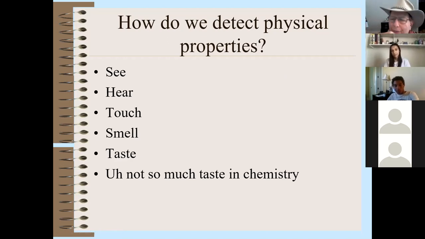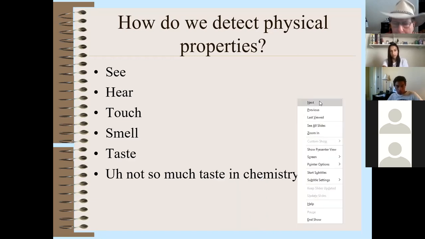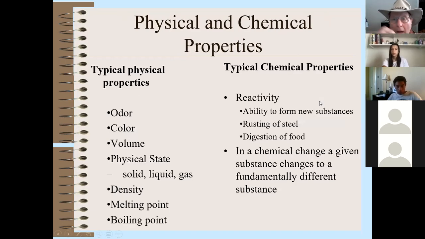You do use taste. Has anybody bitten into a lemon? If you've bitten into a lemon and I tell you acids taste sour, what is your conclusion about lemons? A lemon is an acid. A lemon contains acid. So yes, this is how you detect physical properties. We use our senses. So those are the typical physical properties.